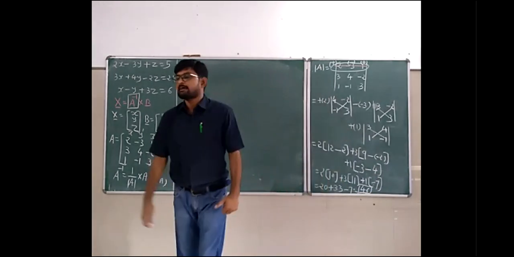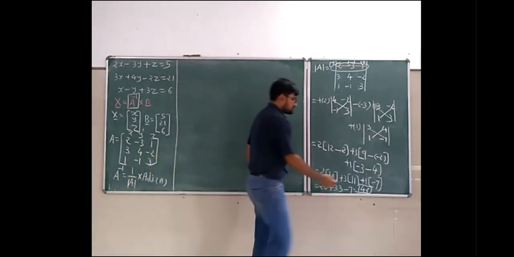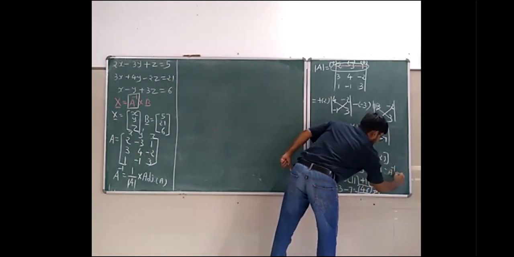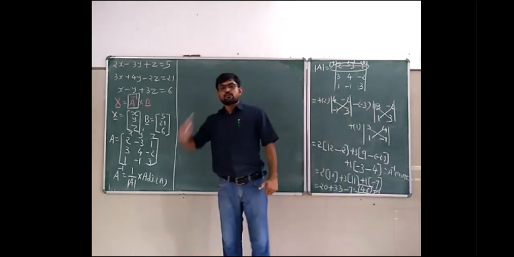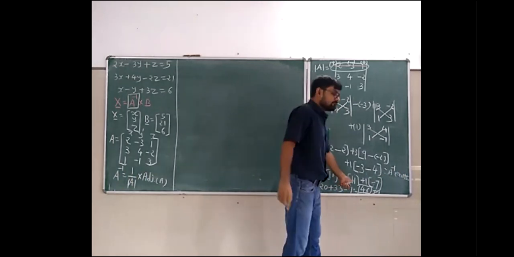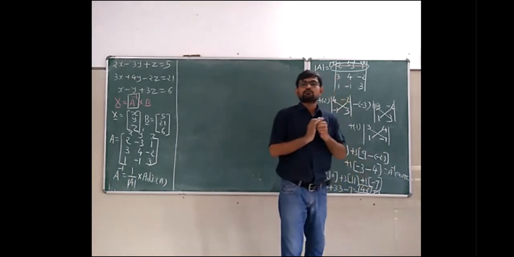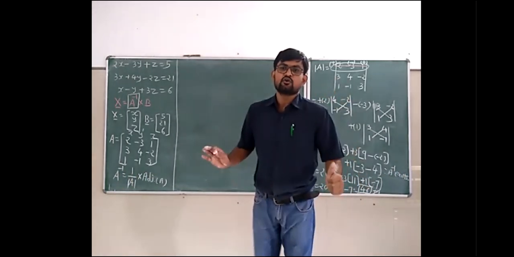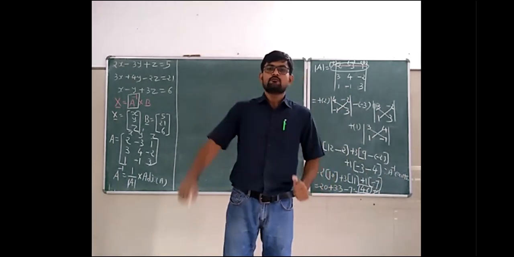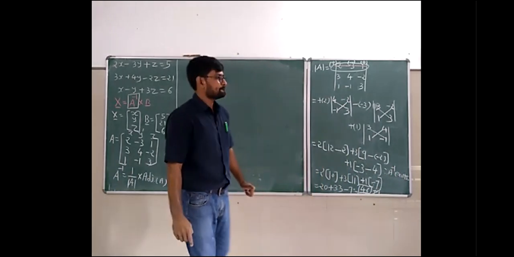Clear? So this is our step number 1, and this is not equal to 0. So we can say A inverse exists, and hence you can solve this equation using this method. And if you find the determinant of A as 0, don't try to find the adjoint, because you will not get x, y, z using the inverse method. Clear?